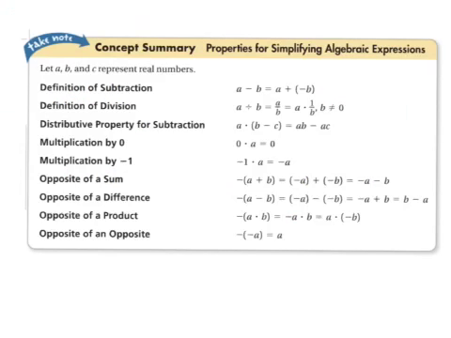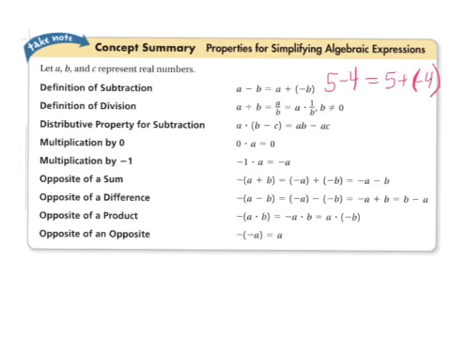All right, this last slide, it just shows a lot of different properties that you use when you simplify algebraic expressions. Now, most of these you probably already know, like the definition of subtraction. It's just saying that if you are subtracting a minus b, that's equal to adding a negative. So, for example, if you have something like 5 minus 4, it's equal to 5 plus a negative 4.